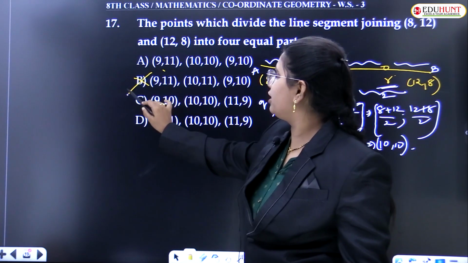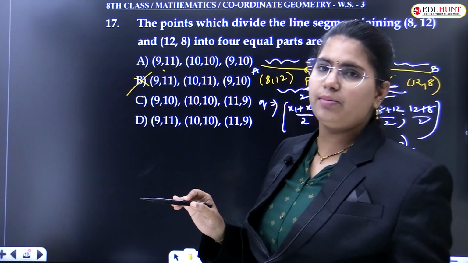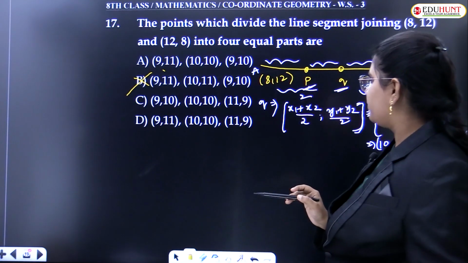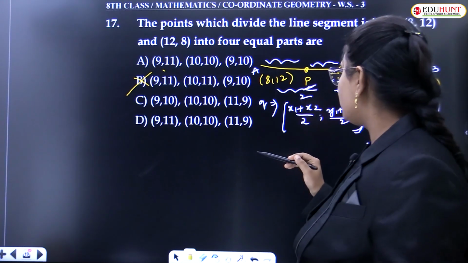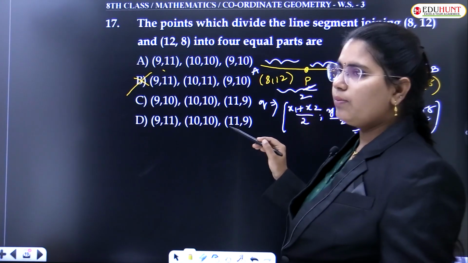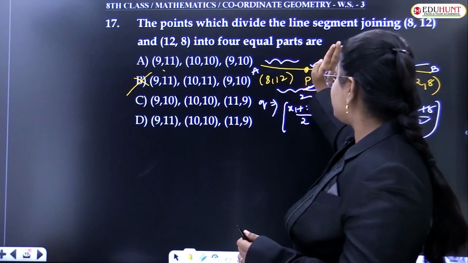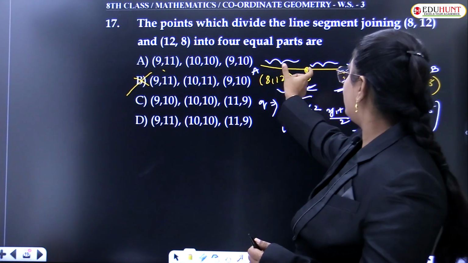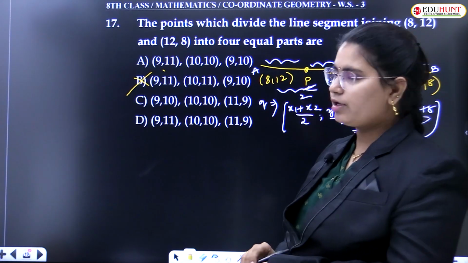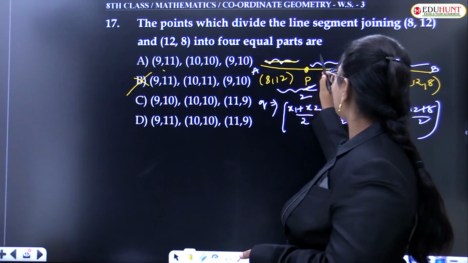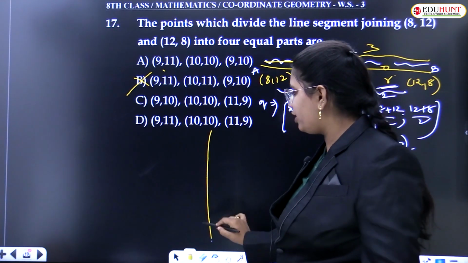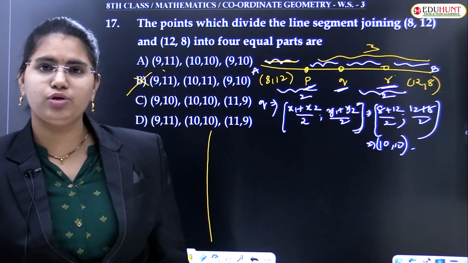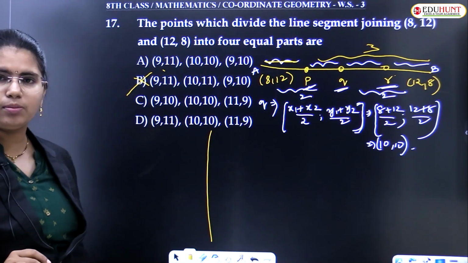But 10, 10 I couldn't find in option B, so I am eliminating it. Okay? So we are left with finding point P and point R. If you have observed, my point P is being divided internally in a 1:3 ratio. This is the first part and this is all 3 parts. So in order to find point P, I am using the internal division formula.